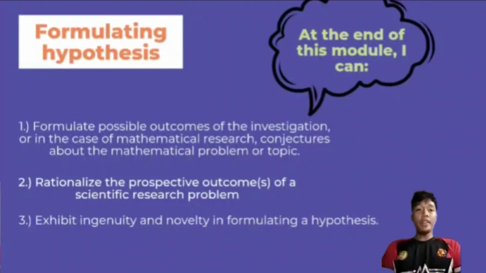Now, moving on is what are the expectations that you can achieve after finishing this module. First, you can now formulate possible outcomes of the investigation, or in the case of mathematical research, conjectures about the mathematical problem or topic. Second, you can now rationalize the prospective outcome or outcomes of a scientific research problem. Lastly, you can now exhibit ingenuity and novelty in formulating a hypothesis.